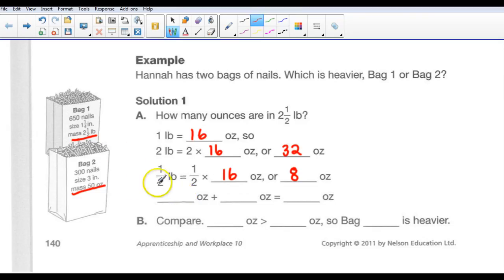So we want to know what 2.5 pounds is. We add both those numbers together. We have 32 ounces for the 2 pounds, plus 8 ounces for the half pound, and 32 plus 8 is 40 ounces. So let's compare. Bag number 2 has 50 ounces. This symbol is greater than bag number 1, which has 40 ounces. So bag number 2 is heavier, because bag 1 weighs 40 ounces. That's what 2.5 pounds weighs. Okay? That's one way of doing it.